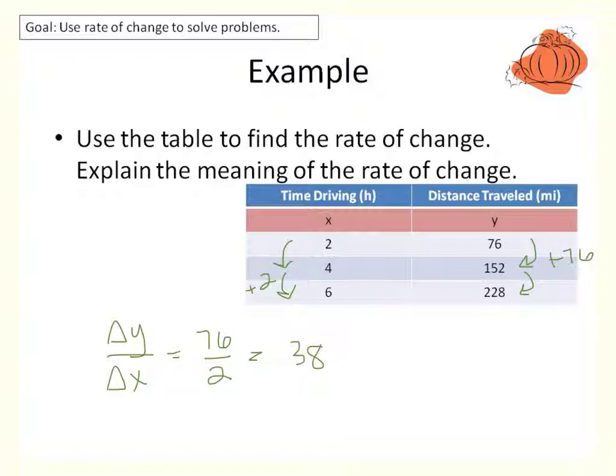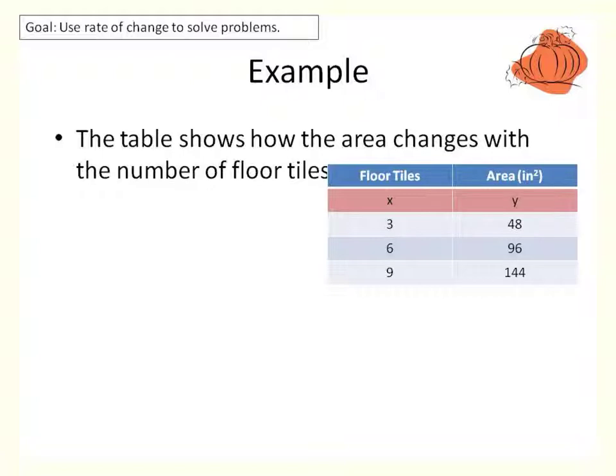And what does it mean? Let's put some units on it. Miles per hour. So it means that I have this speed of 38 miles per hour. And remember, delta y over delta x, we've been calling that k, just to pull that together there. Why don't you see if you can figure out this one, so go ahead and pause the video.